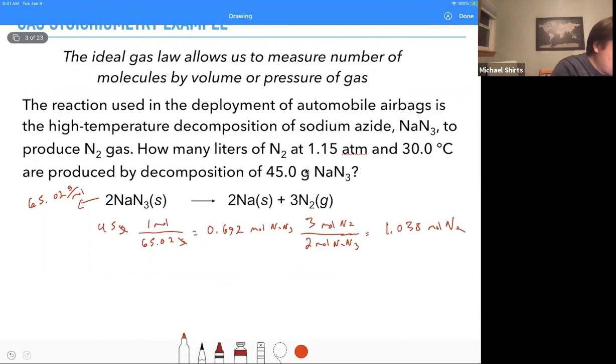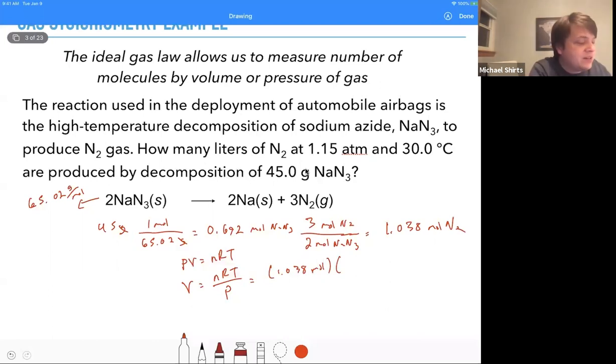So we start with PV equals nRT. And so the volume is going to be nRT over P. The number of moles, we know, is 1.038 moles. We're looking for a volume in liters and the pressure is in atmospheres, so we should use the gas constant in liter atmospheres per mole Kelvin: 0.08206 liter atmospheres per mole Kelvin.